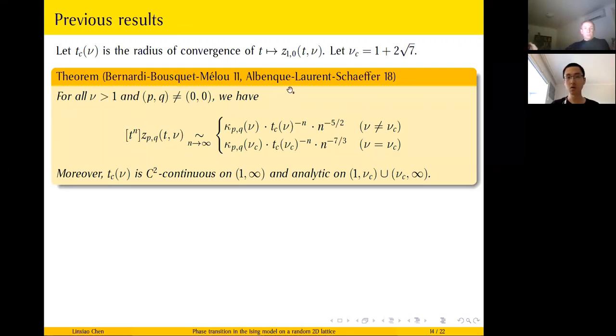So these authors have looked at the asymptotics of the coefficients of this series in the variable t, and they discovered that this asymptotic has two different behaviors depending on whether the coupling constant or the temperature is equal to some particular value or not. So this is a strong indication of the fact that there is a phase transition that occurs precisely at this value of the coupling constant.